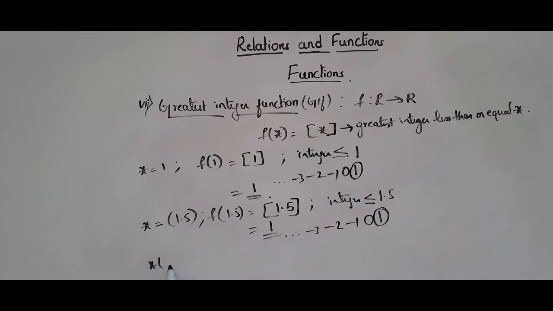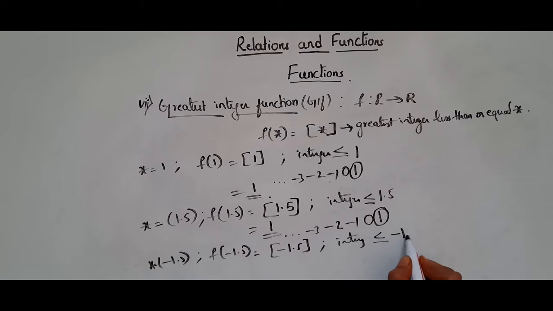Now let's take x is equal to -1.5. So for x equal to -1.5, first let's take integers less than or equal to -1.5. You have to take an integer which is less than or equal to -1.5. So -1.5 is not included. So we have -2, -3, -4 and so on, right? Among these, which is greatest? -1 is... -2 is greatest. So the value of this is -2.